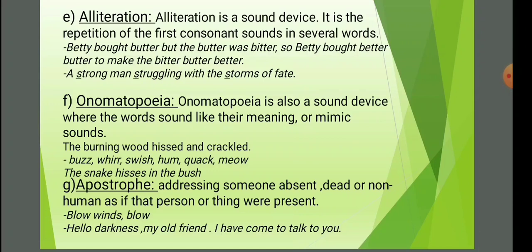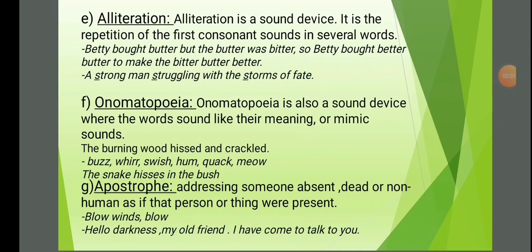Next figure of speech is apostrophe. Apostrophe is addressing someone absent or dead or non-human, as if that person or thing were present. In this type of figure of speech, directly we are addressing someone. You have seen in the poetries, sometimes it starts like that, you are addressing, or in any sentence. An example, blow, wind, blow. Here the poet addresses wind, and directly it is said, blow, winds, blow.